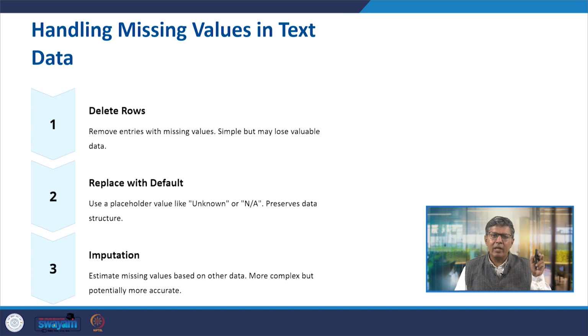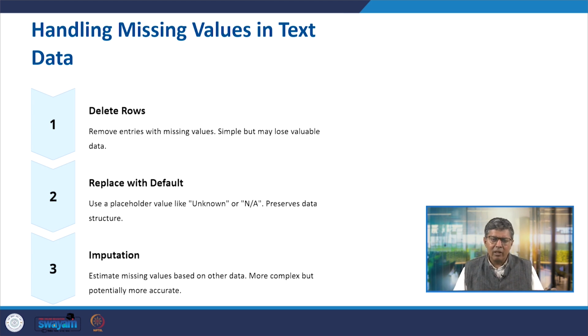But in quantitative data generally, we have a replacement system. Here you can also replace with some default text values or text characters. So use a placeholder value like unknown or not applicable, right? What happens is this preserves the data structure. Structure is preserved. So that place where there is missing data, the computer would not have understood. So you put some placeholders like unknown or NA, whatever it is, you can use.